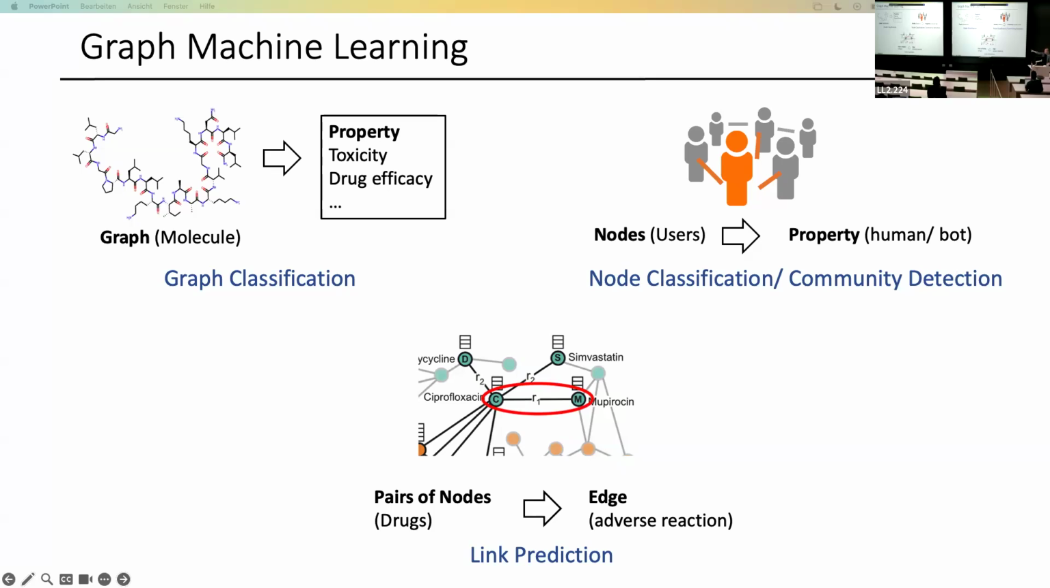We can also solve classification tasks on the node level. In that case, our input is just a single graph, and we want to assign labels to different nodes in the network. A classical example of this is if we are analyzing social networks, and maybe we want to identify which nodes correspond to actual human users and which ones are bots. And then to give you a third example, link prediction, so for instance, in drug discovery.